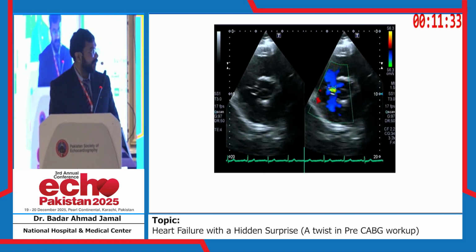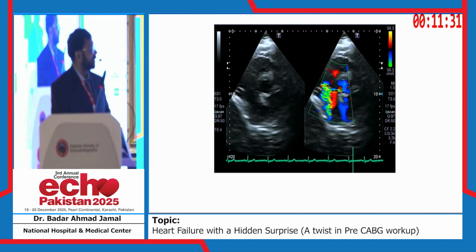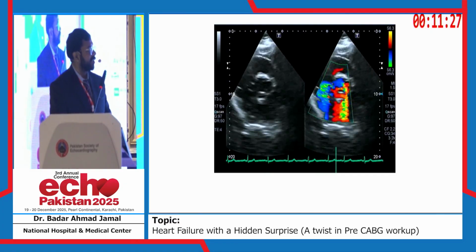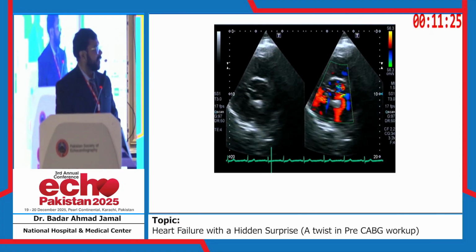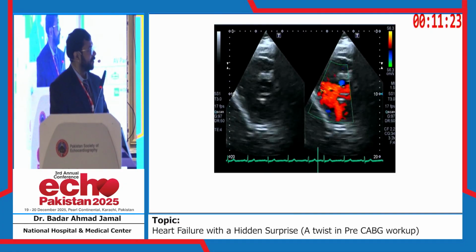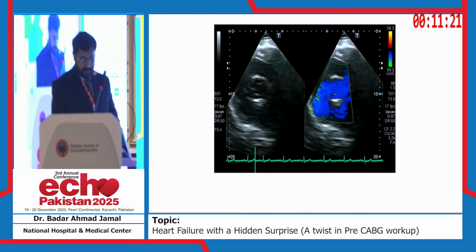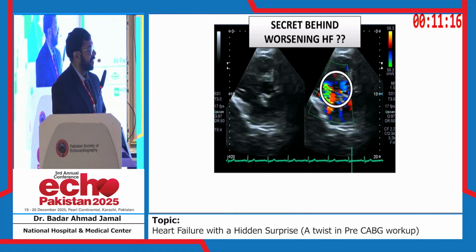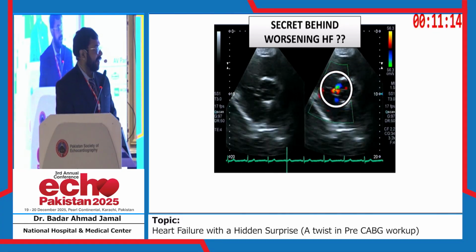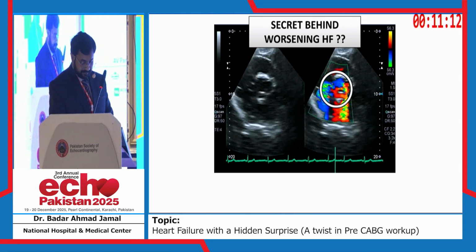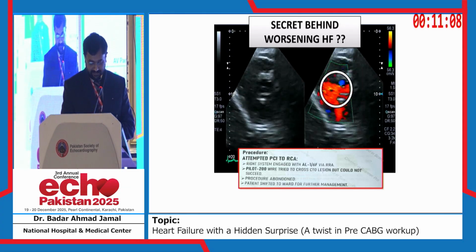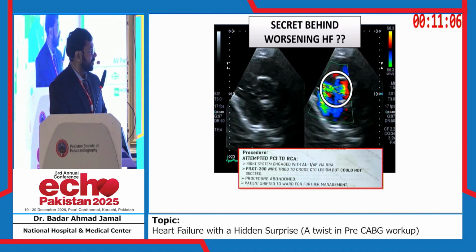Again, a better elaborate view shows a clear color flow signal which can be clearly appreciated directed from the sinus of Valsalva to the right atrium, and that is mingling with the TR jet. So this was most probably the secret behind worsening heart failure, in the context of the history that I have told you, which was attempted PCI to RCA with a heavy PTCA wire.